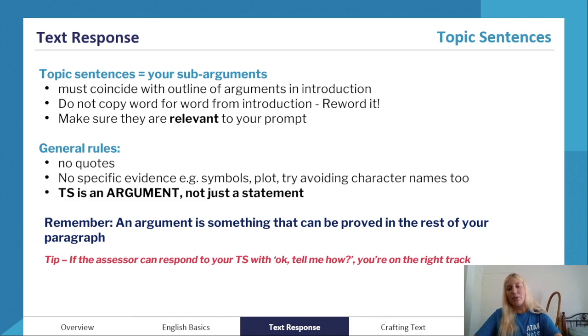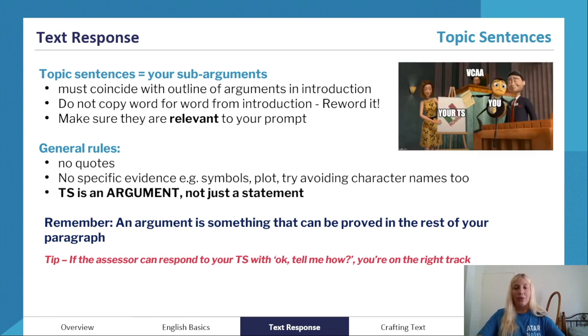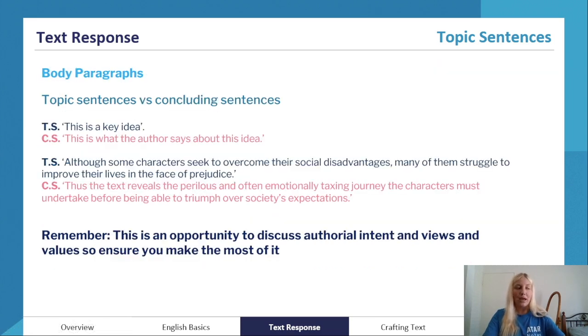So this is a good way to test yourself as well. When you read your topic sentence, your assessor should be thinking, okay, tell me how this happens, how this is seen. That would indicate that you are on the right track. So VCAA and your assessors, as you can see in this image, they look quite closely at your topic sentences and how good they are.